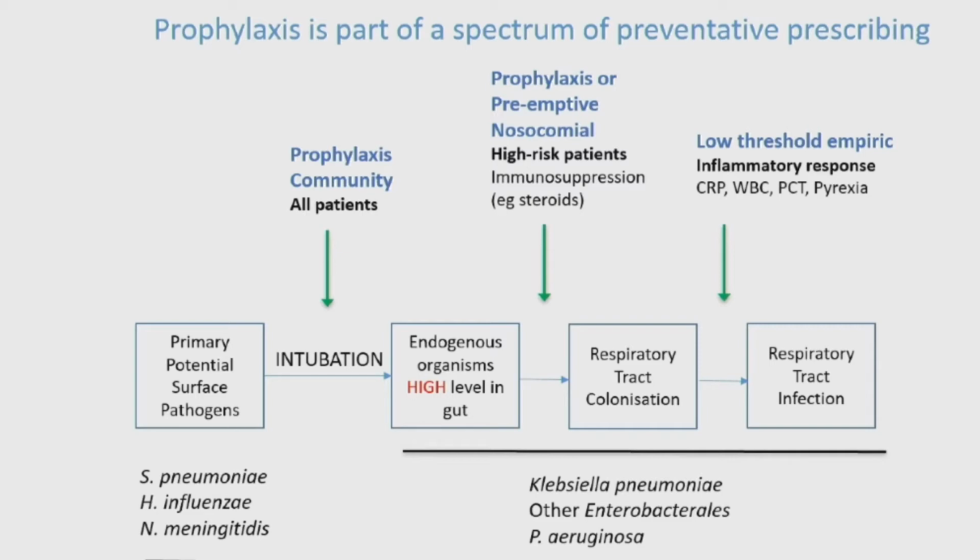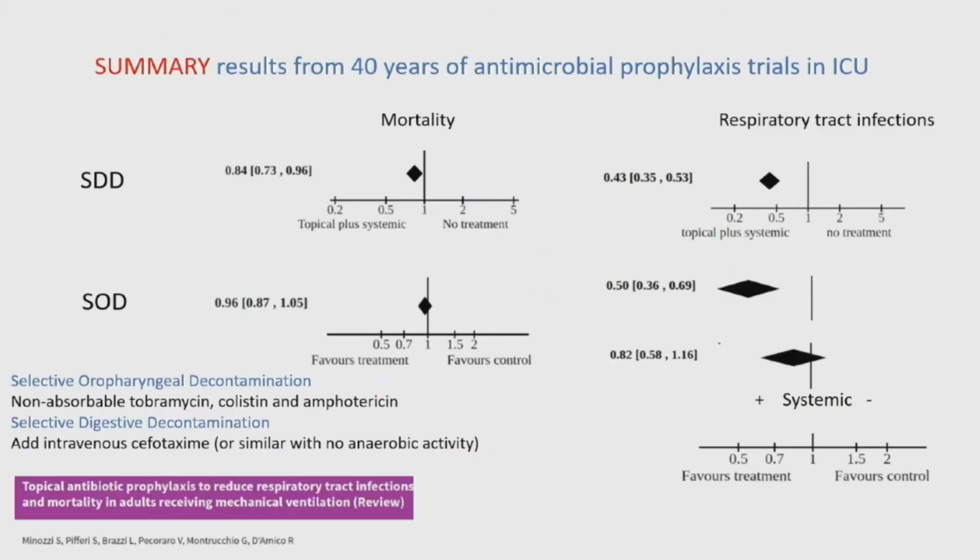Now, if you look at the evidence that is available till now, there is very little evidence of using prophylactic antibiotics. The only prophylactic antibiotics that have been used till now are SDD and SOD, that is selective oropharyngeal decontamination and selective digestive decontamination. In selective oropharyngeal decontamination, we use non-absorbable antibiotics like tobramycin, colistin, and amphotericin as a paste to apply in the mouth and oral cavity, so that we reduce the load of the bacteria in the oral cavity.